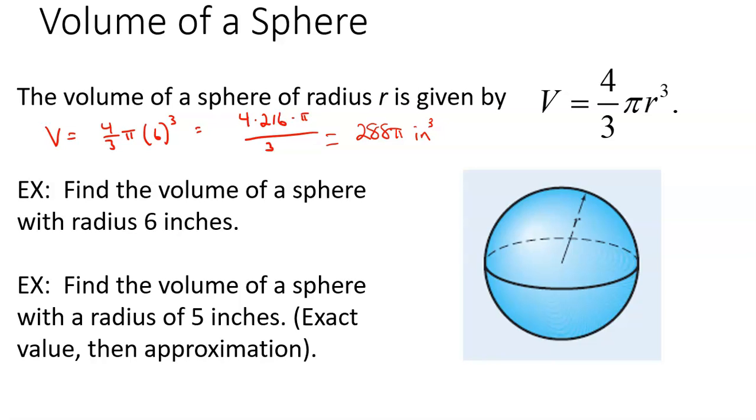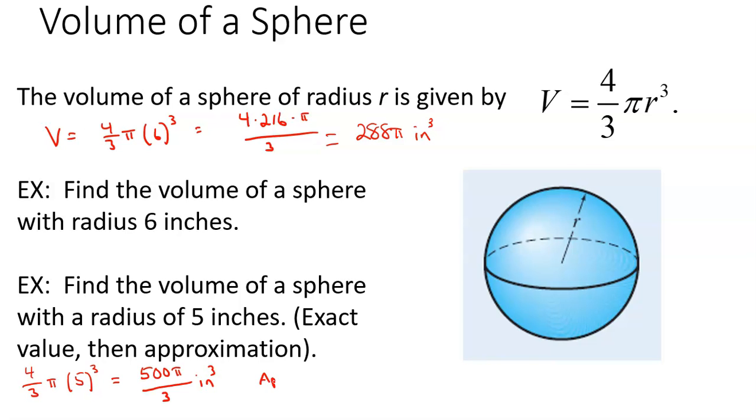All right, the second one says volume of a sphere with a radius of 5. Well, if I want a radius of 5, I'll do 4/3 times pi times 5 cubed. So this is not going to give me a nice 288 pi like I got before, because that 5 to the third is 125, doesn't divide evenly by 3. So 125 times 4 is 500. So this will give me 500 pi over 3 cubic inches.